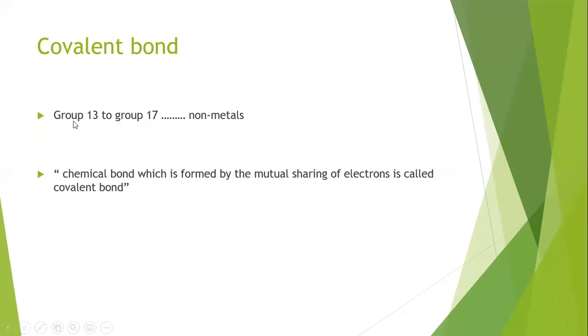The elements of group 13 to group 17 form covalent bonds. All are non-metals. Covalent bonds are formed between non-metals.